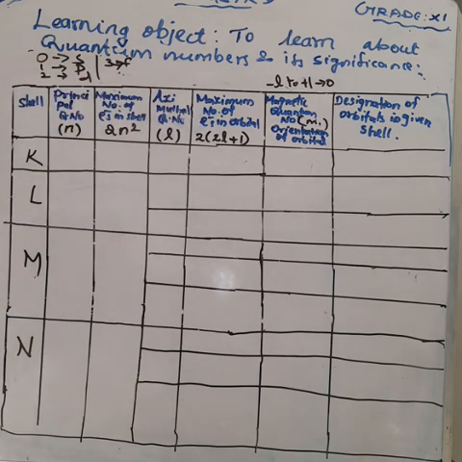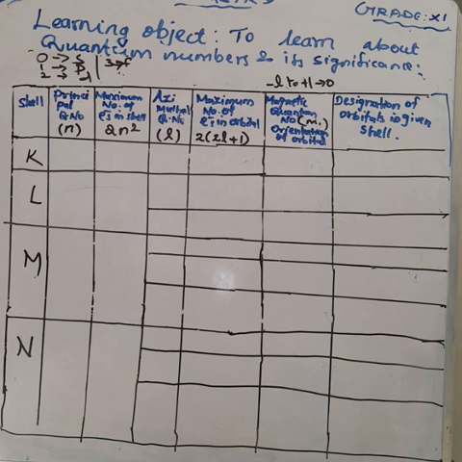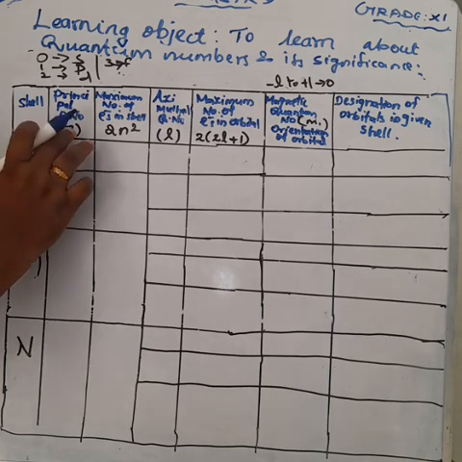So first, listen carefully. Take notes. Very, very important. First, the shells: totally there are four shells, K, L, M and N. And what about the principal quantum number? It is denoted by the symbol small n.